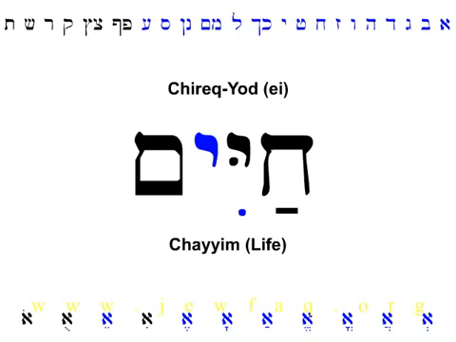Chirek yud appears in the word chayim, which means life. Chet, patach, yud, chirek yud, final mem. Chay, yim, chayim. By the way, the ending of this word, chirek yud final mem, usually indicates a masculine plural form, not so much in this word, but most of the time that's what it means.